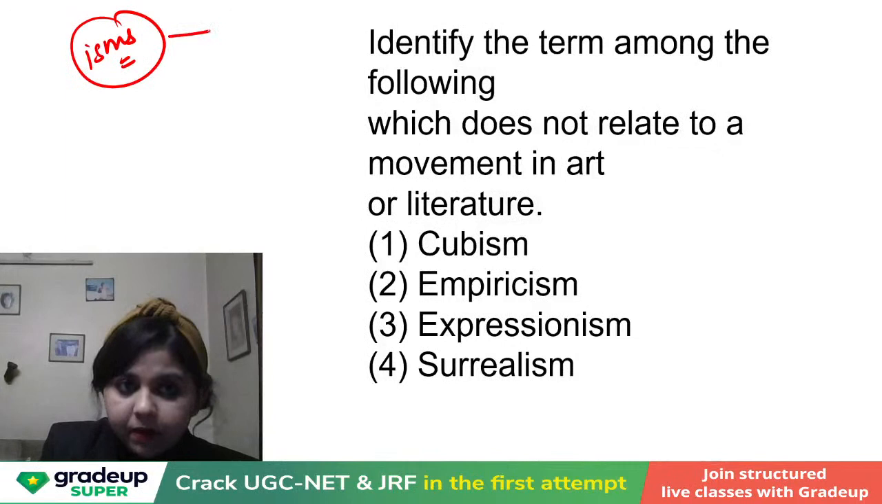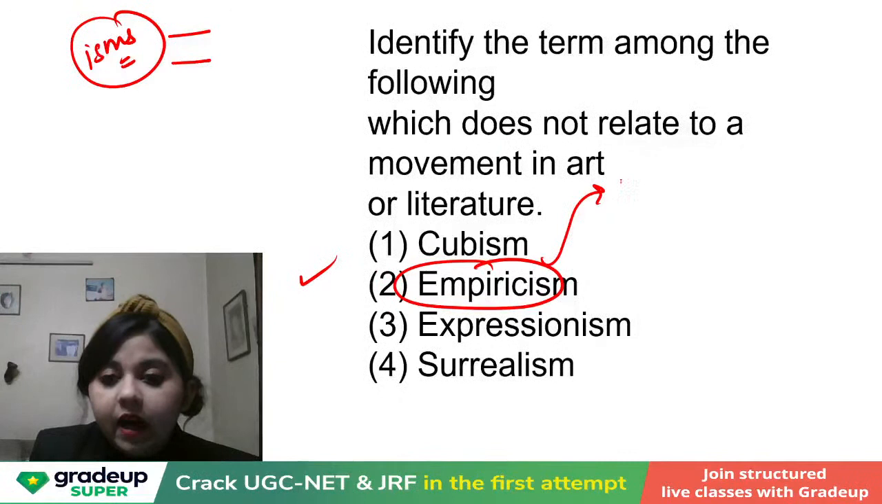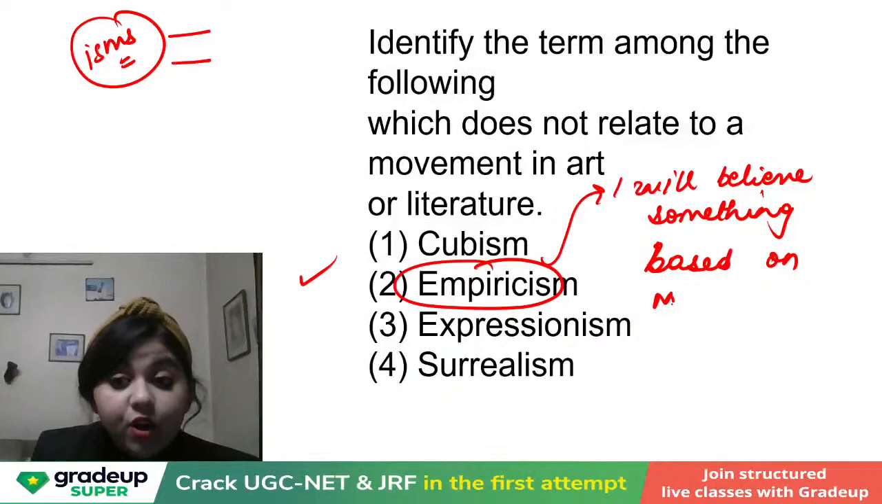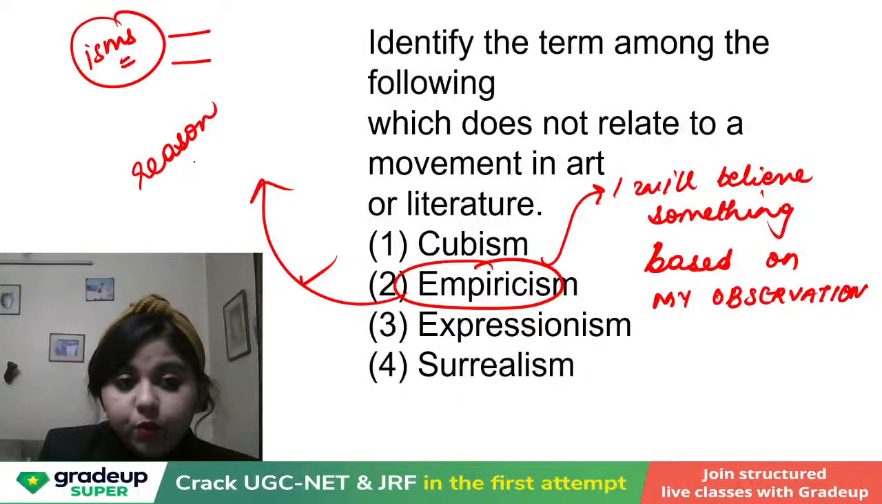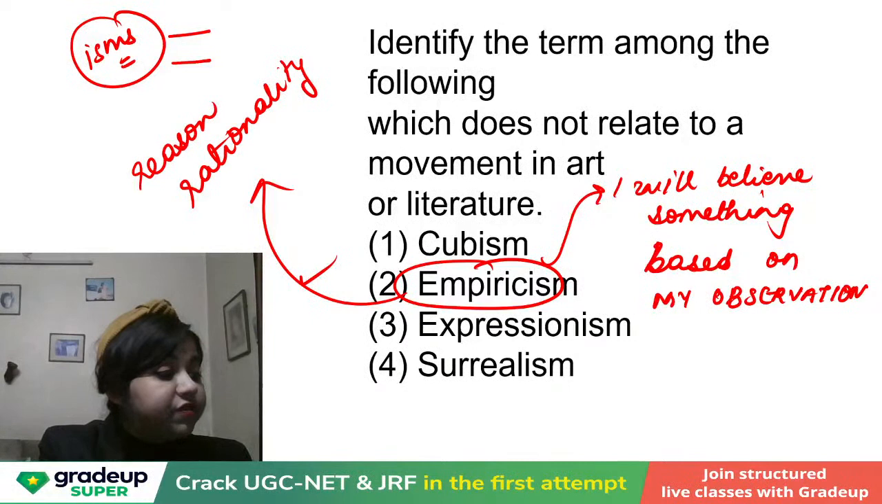So here the correct answer is empiricism. Okay. Bachche, Abhinav Reddy, empiricism says that, and this is very, very simple, I will believe something based on reason, or based on my observation. It was a movement that was very popular during your enlightenment, because you were talking about your own reason, your own rationality. That is what empiricism was, and it was a movement very well connected with the enlightenment spirit.